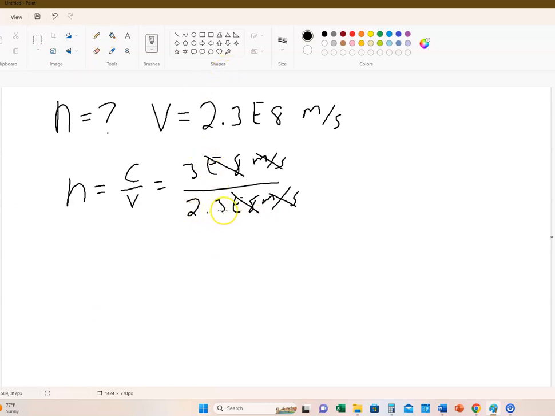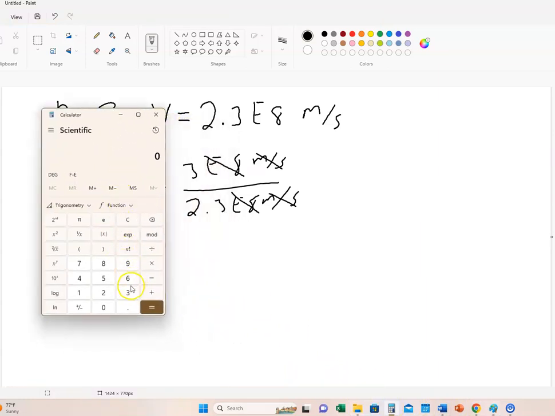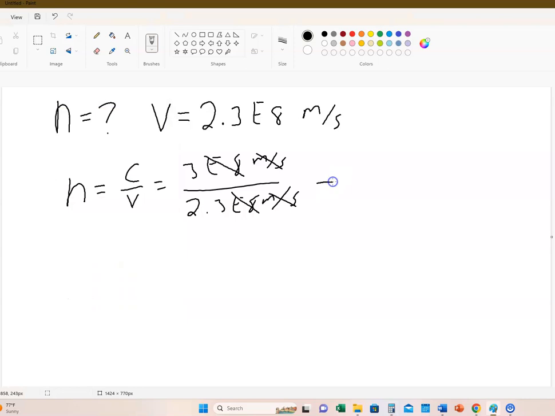3 divided by 2.3. All right, so here, let's get my calculator out. So 3 divided by 2.3. And so the index of refraction for this one, if we rounded it to one place past the decimal, in Blackboard you just enter 1.3. It would say rounded to one place past the decimal, so this would be 1.3.